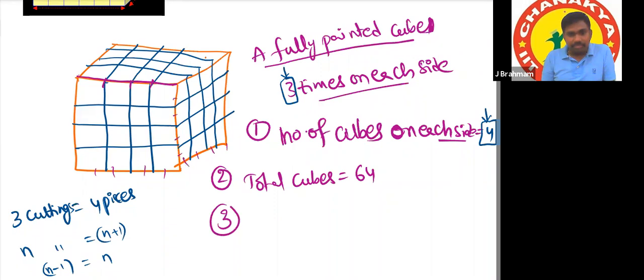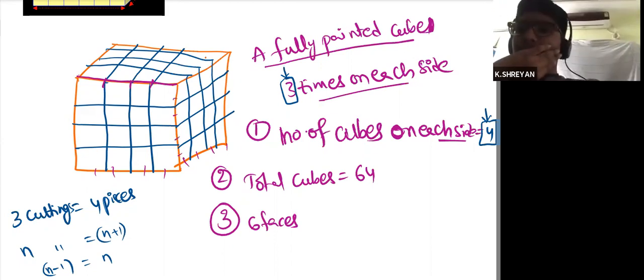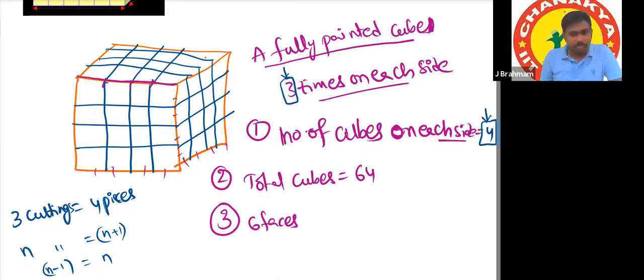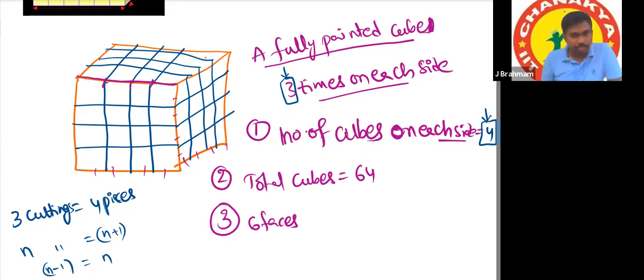Third question: number of cubes which are painted on 6 faces is? 0. Our discussion is about smaller cubes, that's why it is 0. If it is a bigger cube, there will be 1 cube, the bigger cube without cutting. Then 5 faces painted cubes are?